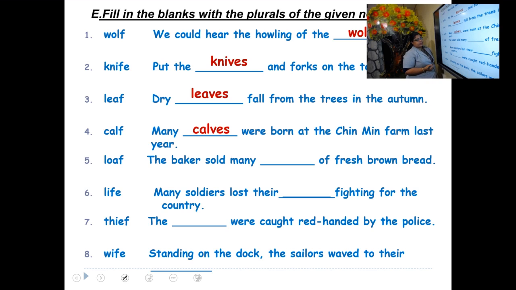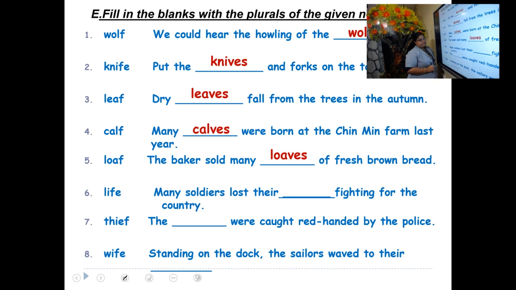Now look at the next one, fifth. Yes, what's the word? Loaf, L-O-A-F. The baker sold many dash of fresh brown bread. So many is there. What does many mean? More than one. So you want to change this loaf to plural. What are you going to do? Yes, cut off that F and add V-E-S. So what is the spelling? L-O-A-V-E-S. Did all of you write till here? Can we move to the sixth one?